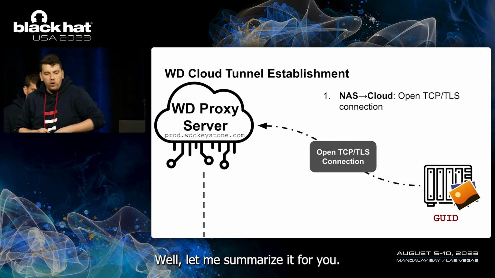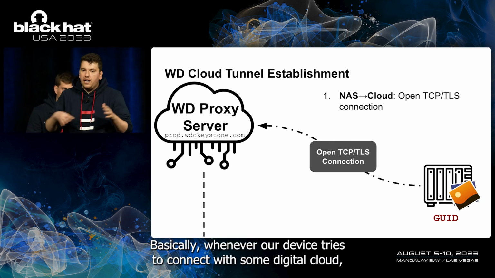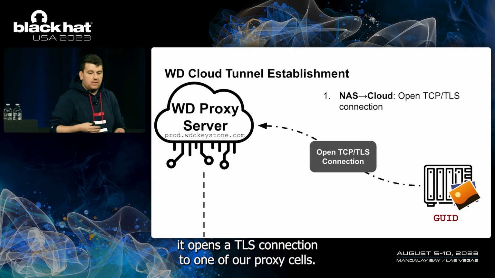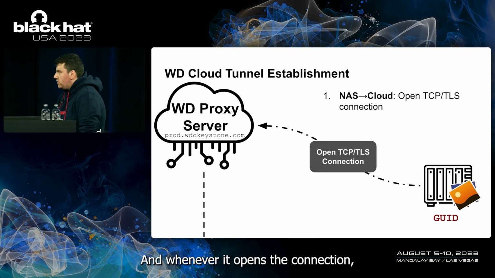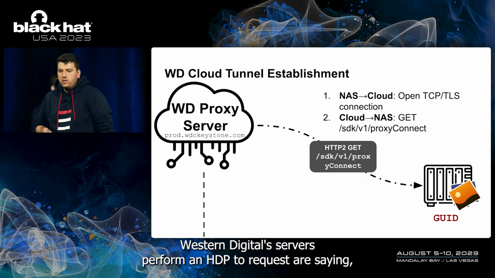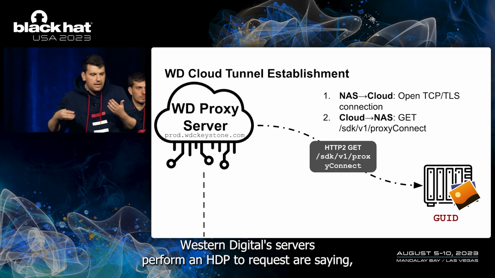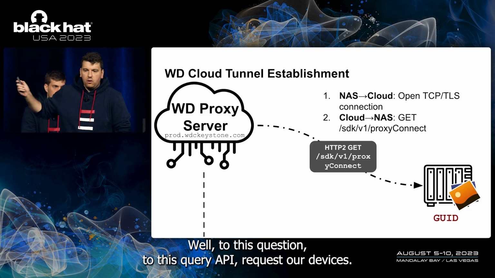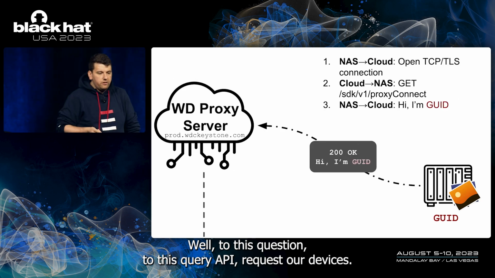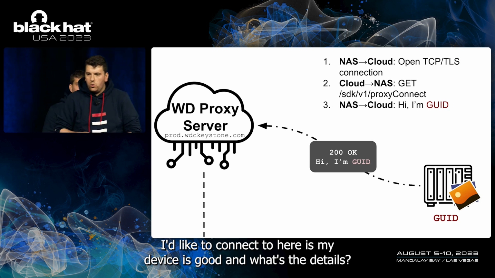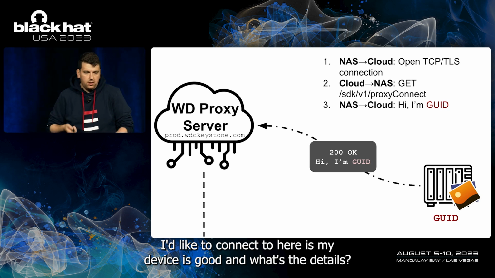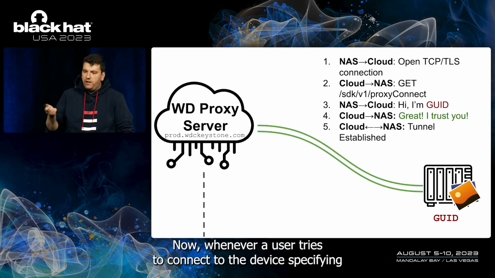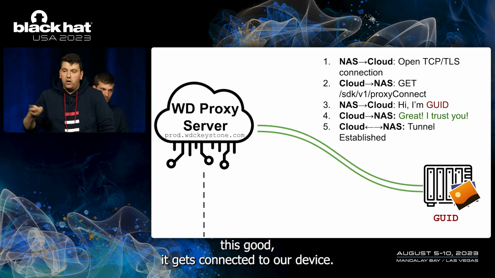Well, let me summarize it for you. Basically, whenever our device tries to connect to Western Digital's cloud, it opens a TLS connection to one of Western Digital's proxy servers. And whenever it opens the TLS connection, Western Digital's proxy servers perform an HTTP2 request to our device saying, hey, I'd like to proxy connect to you, meaning I'd like to open a tunnel. To this API request, our device says, yeah, sure, I'd like to connect to you. Here is my device's GUID. And Western Digital takes this GUID and establishes the tunnel, meaning now whenever a user tries to connect to the device, specifying this GUID, it gets connected to our device.